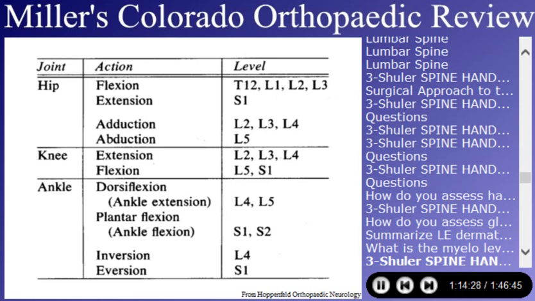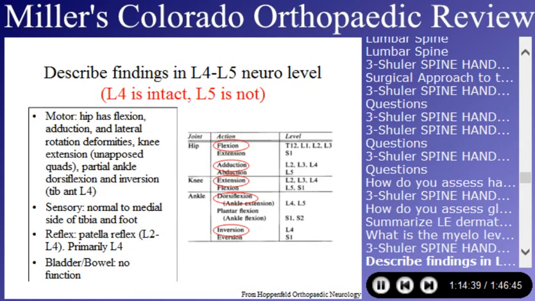And that's why in that back portion of the Hoppenfeld book, I initially disregarded it and didn't look at it. It makes it very easy to get these levels down. So the findings is L4 is intact. So this kid has an L4-5 neurological level. L4 is intact. L5 is not.